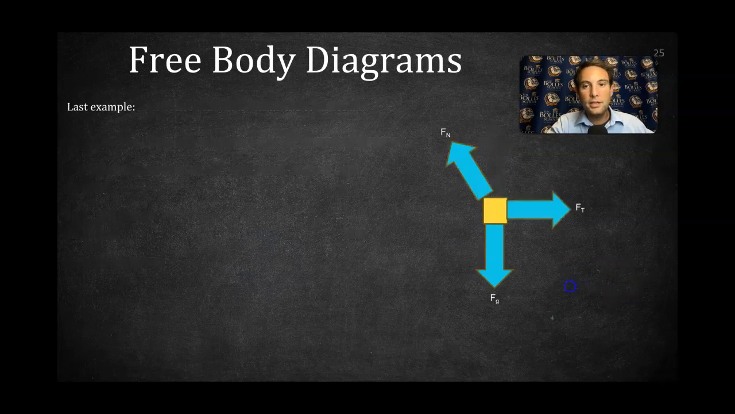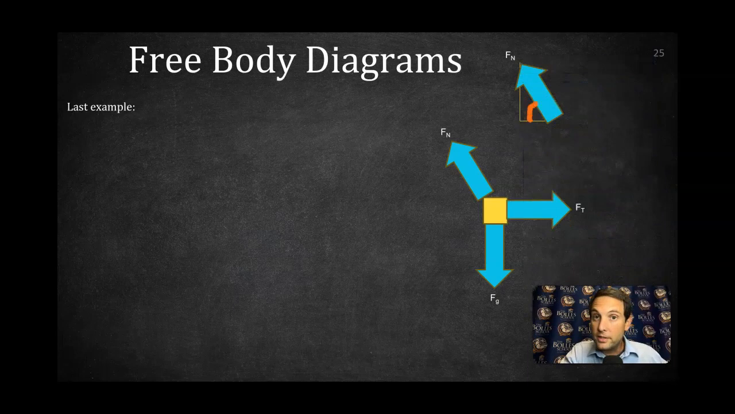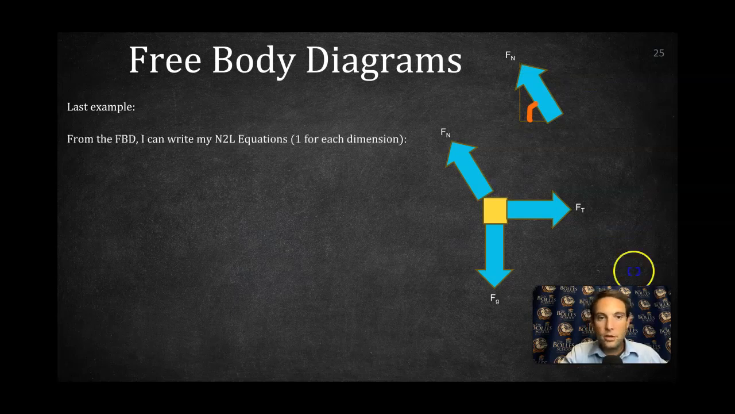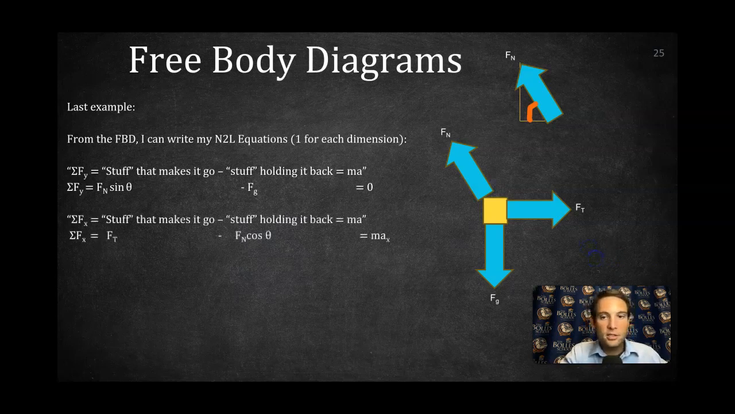Last example, and this is one with a force at an angle. Because the vector is at an angle, we have to resolve it into its x and y components, but we don't do that on the free body diagram. So I've redrawn our vector to show the components. So in the y direction, the stuff that makes it go minus the stuff holding it back, Fn sine theta, minus Fg equals 0. Stuff that makes it go in the x direction is going to be tension minus Fn cosine theta equals m times a in the x. There's your equations without all of the spaces.